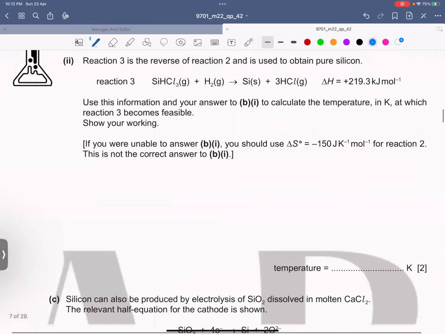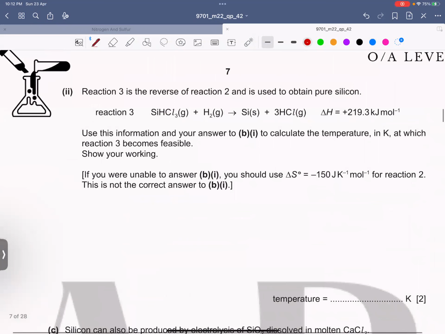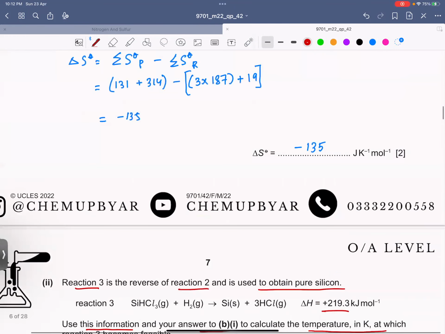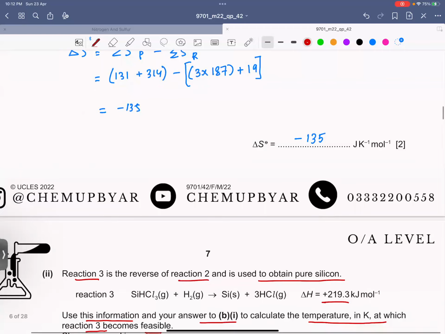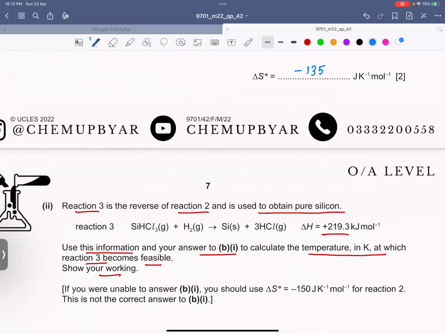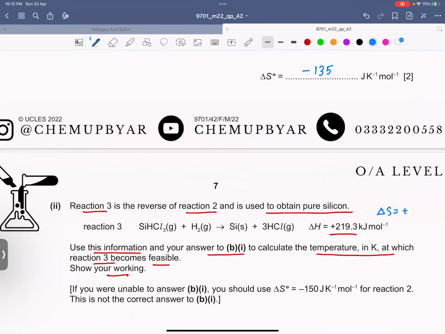Now, reaction 3 is the reverse of reaction 2 and is used to obtain pure silicon. And here we have the enthalpy change. Use this information and your answer to B1 to calculate the temperature in Kelvin at which reaction 3 becomes feasible. Show your working. So if it is minus 135, the entropy for this reaction would be positive 135, because it is just the reverse of the previous reaction.